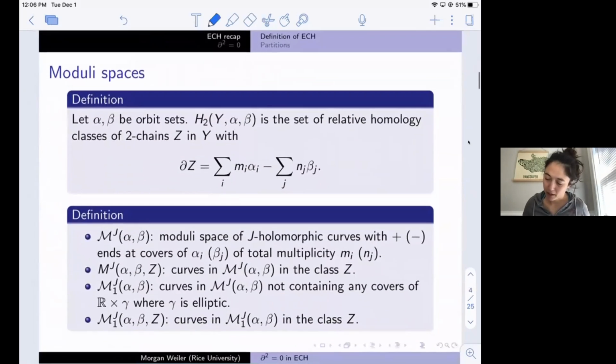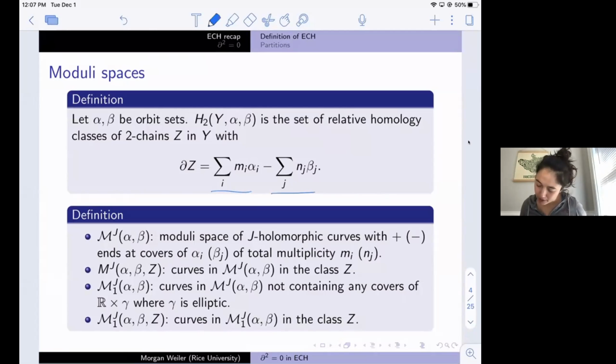And we need to do that because we're going to define the differential using surfaces that interpolate between orbits. So we consider the set of relative homology classes of 2 chains with boundary, basically with boundary on alpha minus beta. And so these are the homology classes our interpolating J holomorphic curves could possibly live in, or at least that their projection to Y could live in.